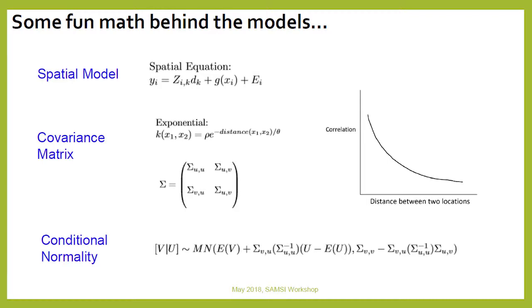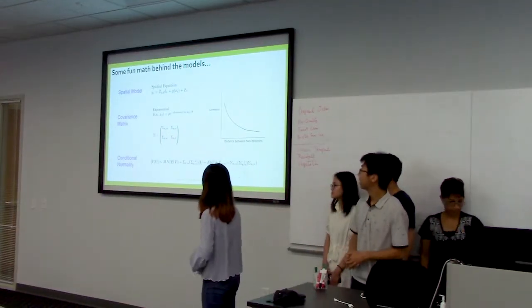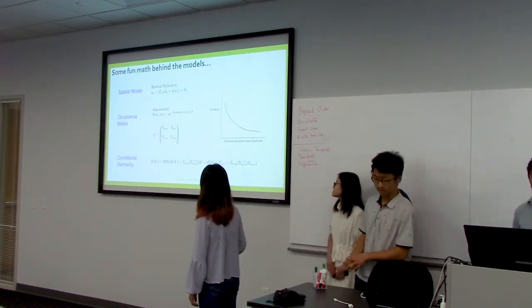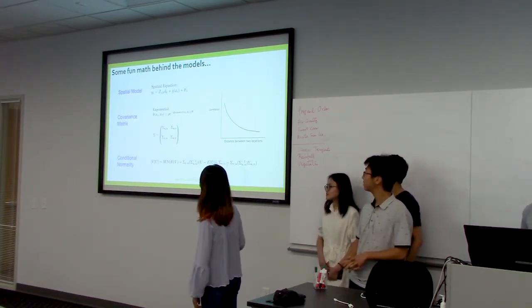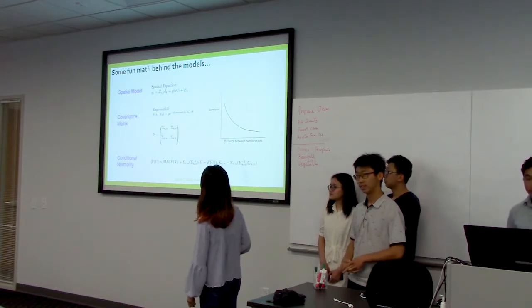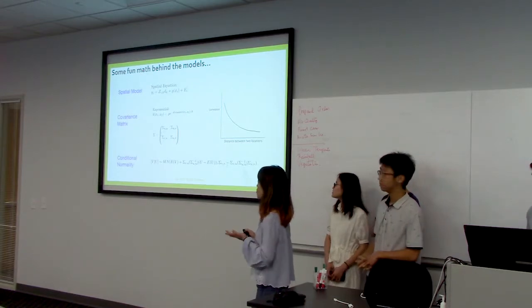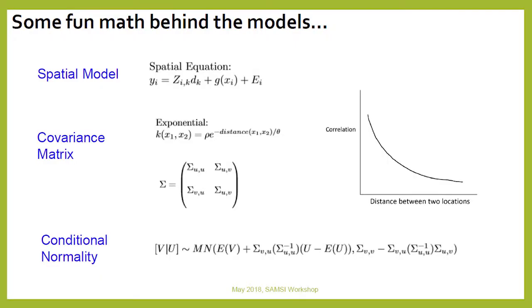So here is some other fun math behind the spatial model. Here we have the equation for our spatial model. This part is just the linear model we use, and this part is our covariance, the covariance matrix that we incorporated into our model, and here's the delta. So let's look at the covariance matrix, which is what makes this spatial model very special. We use an exponential function as the entry of the covariance model. Here the rho is a scaling parameter, the distance between two locations where x1 and x2 are different locations, and here is the range of distance.